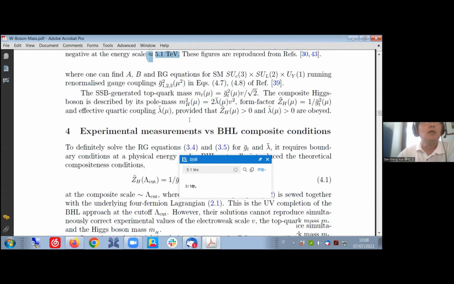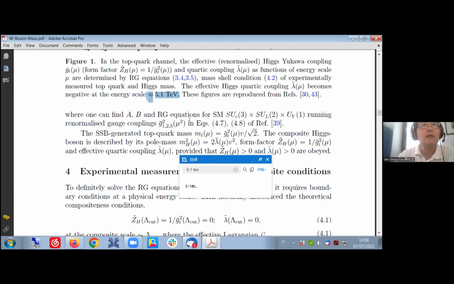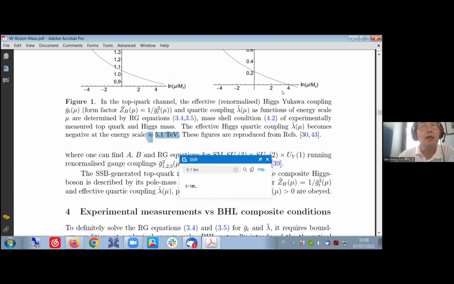So how do you get this? Thanks to the discovery of the Higgs mass, you put it into the equation and solve the equation, and it goes like this, because this equation is an ordinary first order differential equation. Once you have the boundary condition measured by experiment, the solution is completely defined. Before the Higgs discovery this was impossible, because you have the equation but it can have many types of solutions, depending on the boundary or the measurement. So the Higgs discovery gives this phenomenon at high energy, 5.1 TeV.